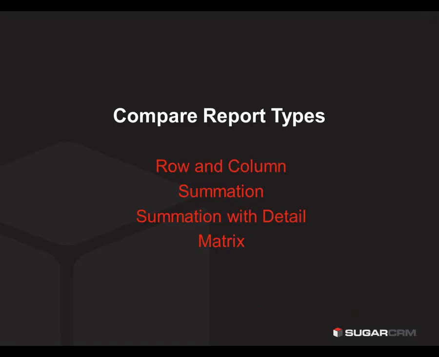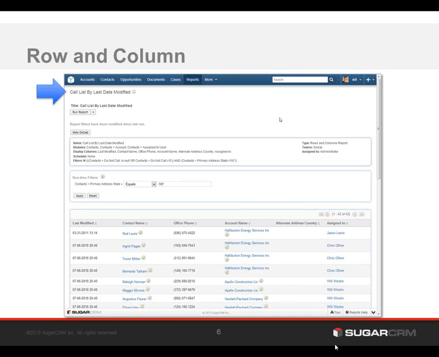So let's discuss the 4 report types: row and column, summation, summation with detail, and matrix. The first one we're going to talk about is the row and column report.